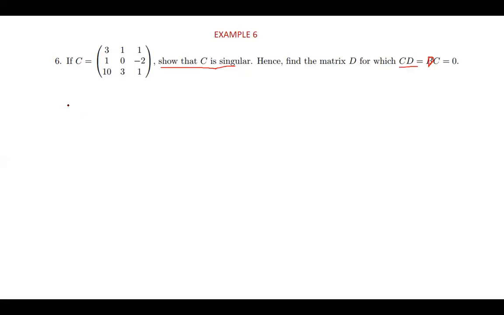A singular matrix is a matrix which has a determinant equal to 0. So if they tell you to show that this matrix is singular, they are just telling you to find the determinant of this matrix, and it is supposed to be 0. If after finding the determinant you get something that is not 0, just know that you've made a mistake somewhere, because they've already told you the matrix is singular.